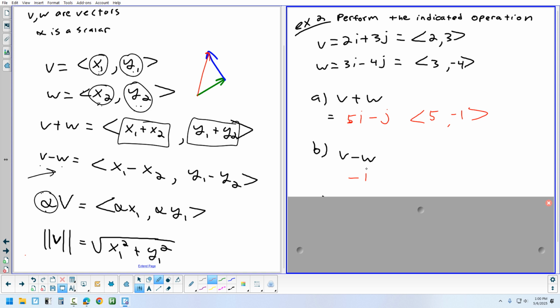7j. Yep, because it's 3j minus 4j. So that's one way you can write it. Or <-1, 7> in the angle brackets, -1 and 7. Okay, any question on subtracting two vectors?